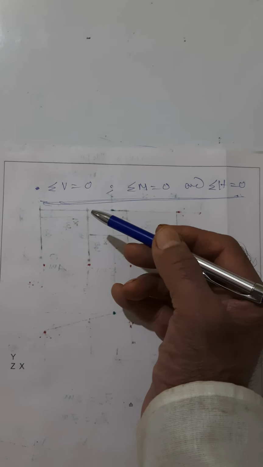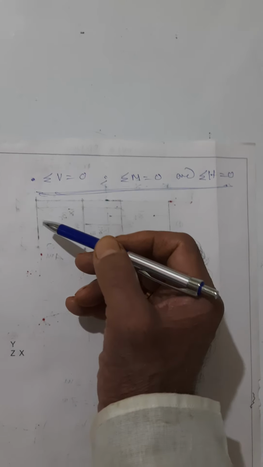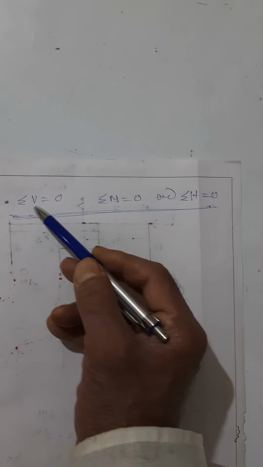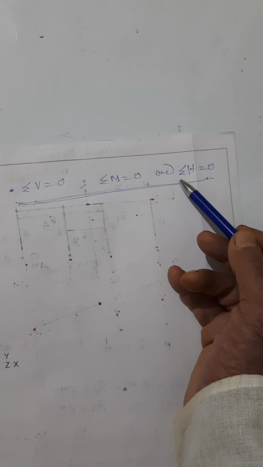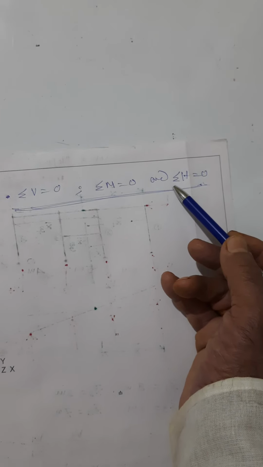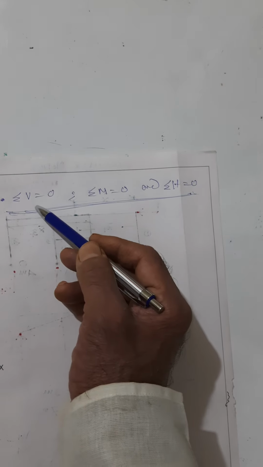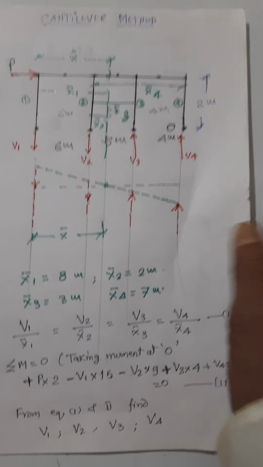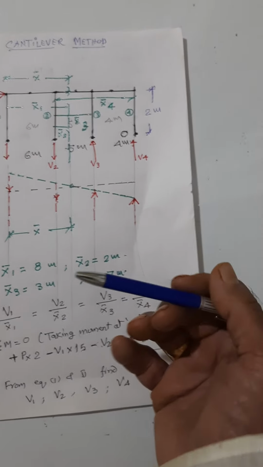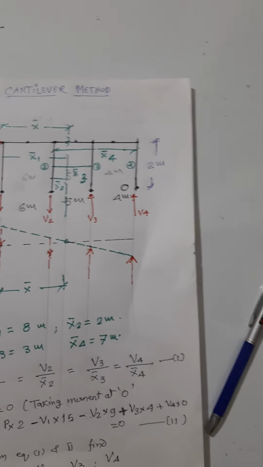So our sequence of solving the free body diagram of that joint is sigma V equal to 0, then sigma M equal to 0, and finally sigma H equal to 0. In the case of the portal method, we start with sigma H, sigma M and then sigma V. Here, just because we are already aware of the values of V1, V2, V3, we start with sigma V, then sigma M and sigma H. That's all.